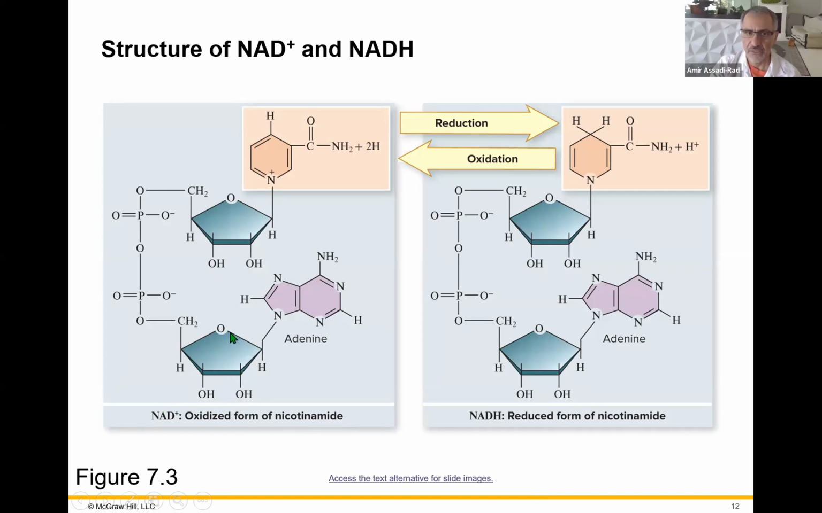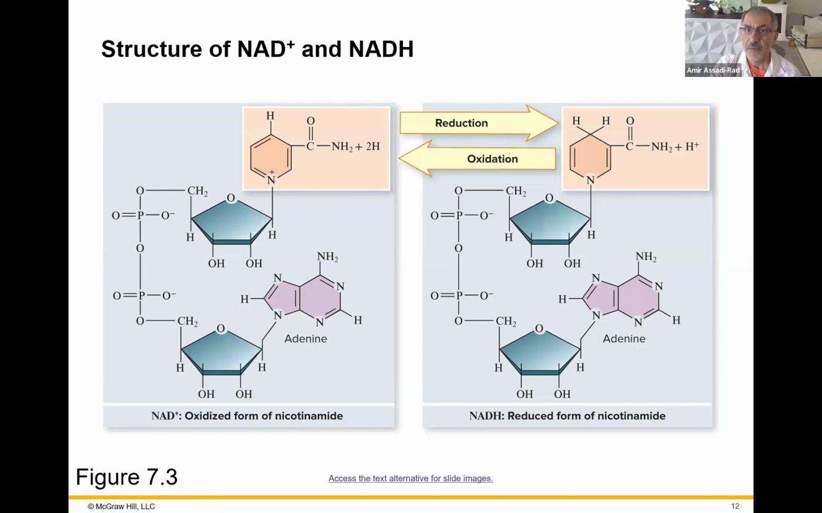Look, right here is a sugar molecule. Here is adenine. Remember that? And here are a couple of phosphates. And here is another sugar molecule. And here is the nicotinamide. And this is NAD. Very good. They're showing you NAD. Look at the hydrogen here. Wait, this one, sorry about that. Look at this one right here. One hydrogen.